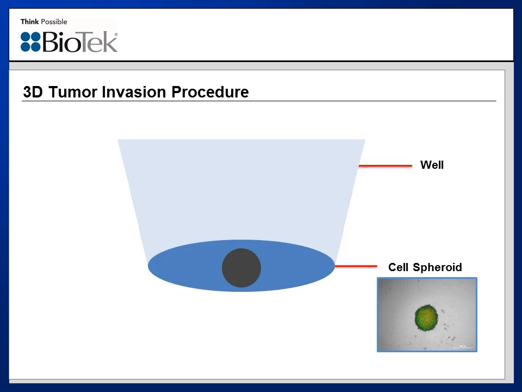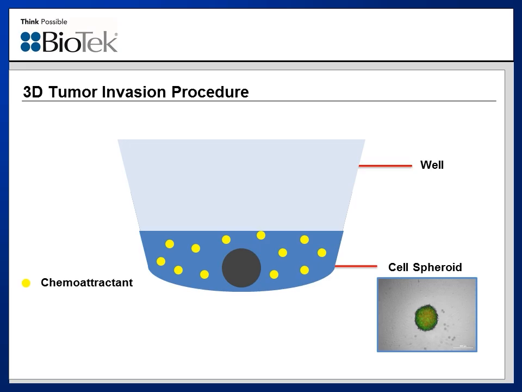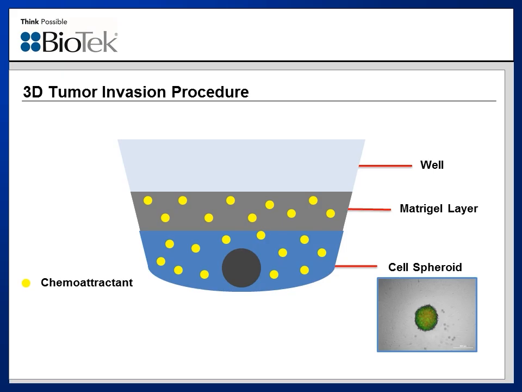After aggregation is complete, 70% of the spent media is then removed and replaced with an equal volume of media containing chemoattractant. Diluted Matrigel is then added as an overlay, again containing chemoattractant. Centrifugation in a cooled centrifuge then repositions the tumoroid in the center of the well and initiates the mixing of the two layers.